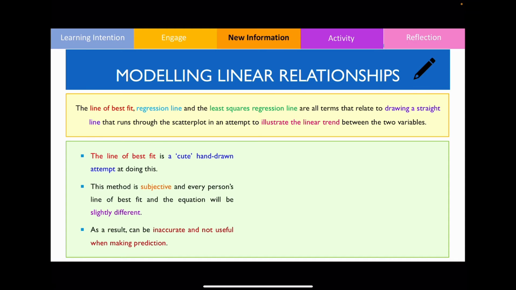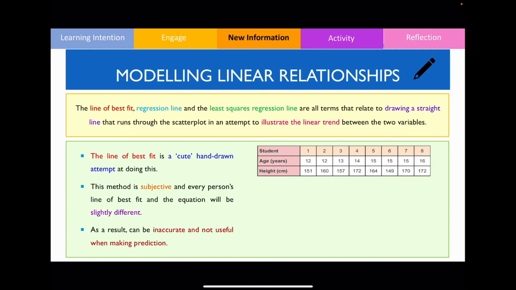Please recall that when we do draw our line of best fit, this is a very cute hand-drawn attempt at trying to find the average trend line that runs through the actual dataset. Because it's subjective, everyone's line of best fit, as well as their equation, will vary from one another. It is due to this nature that this approach, where we draw the line of best fit by hand, is inaccurate and not very useful when we're trying to make predictions using our equation for the line of best fit. Let me show you an example to demonstrate what I mean by this.